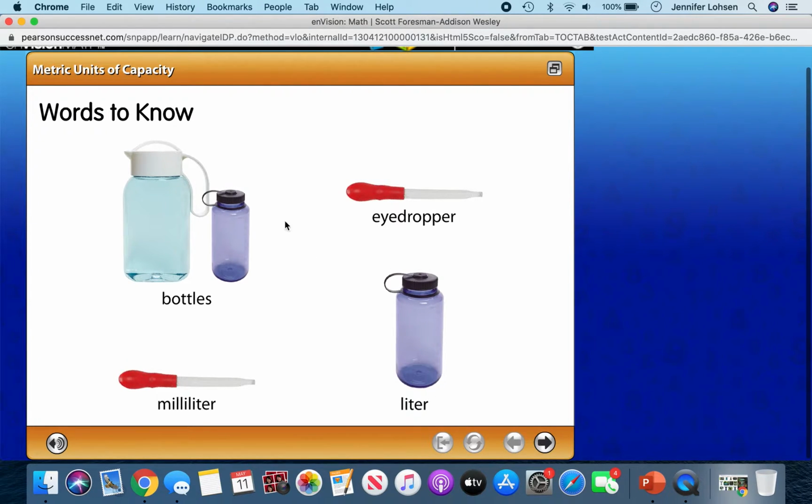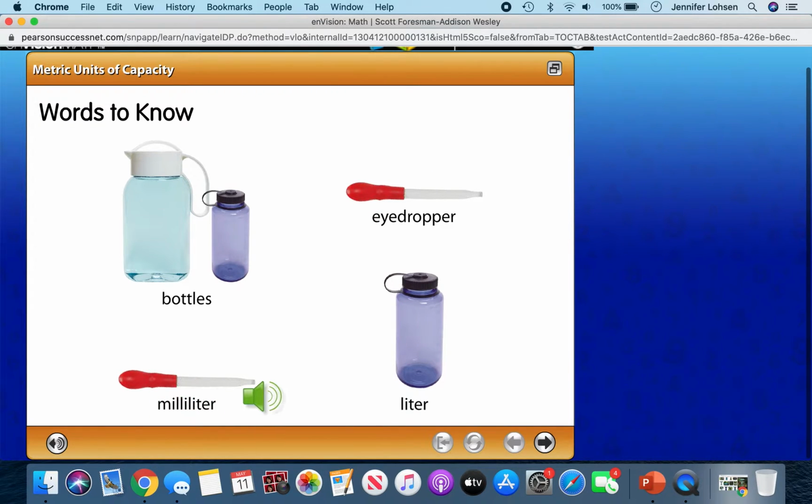So our words to know: we have bottles, we have an eyedropper. If you guys have ever had any kind of eye infection or anything fun like that in your lifetime, you may have had to have an eyedropper to have medicine dropped into your eyes. I know Winston, when he was a puppy and needed medicine, I had to give it to him with an eyedropper sometimes, and it was measured the same way.